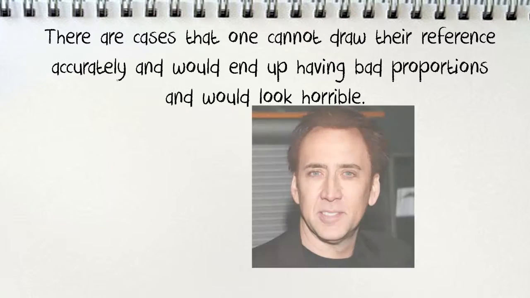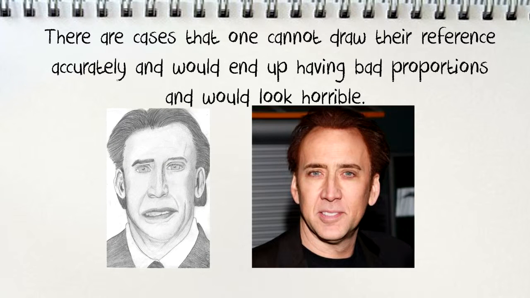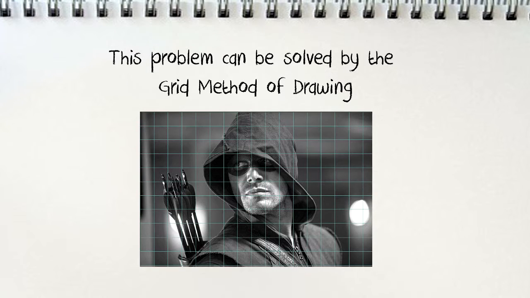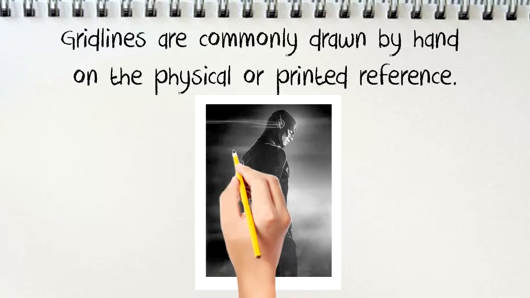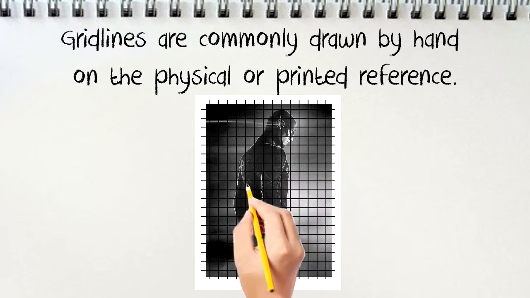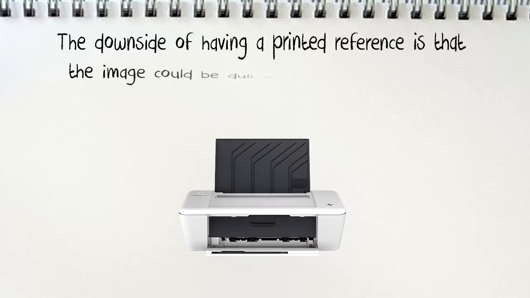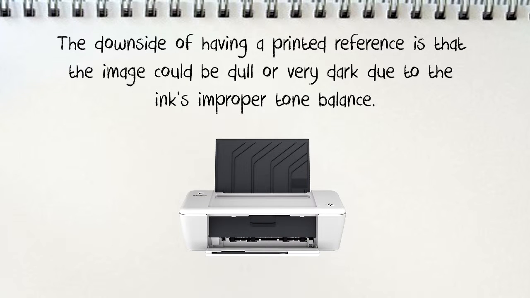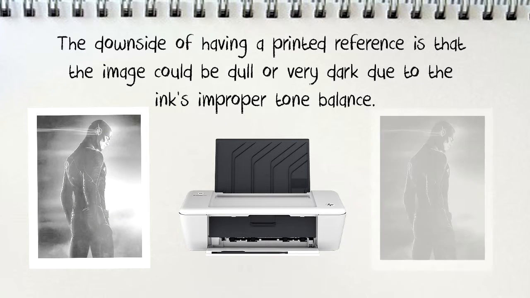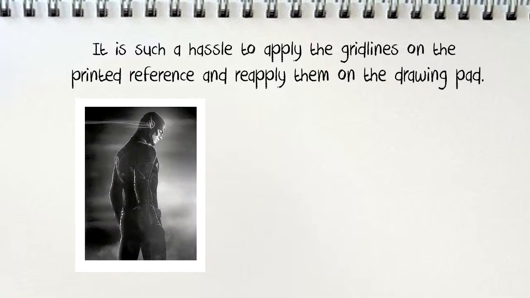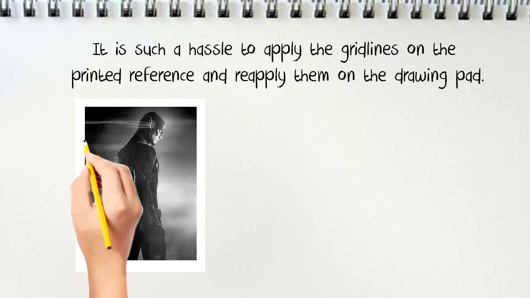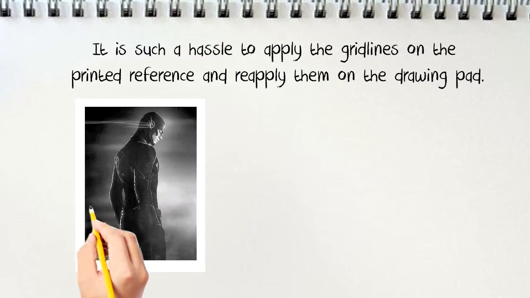There are cases that one cannot draw the reference accurately and would end up having bad proportions and would look horrible. This problem can be solved by the grid method of drawing. Grid lines are commonly drawn on the printed reference, but the downside of it is that the printed reference could be dull or very dark due to the ink's improper tone balance. It is such a hassle to apply the grid lines on the reference and then reapply them again on the drawing pad.